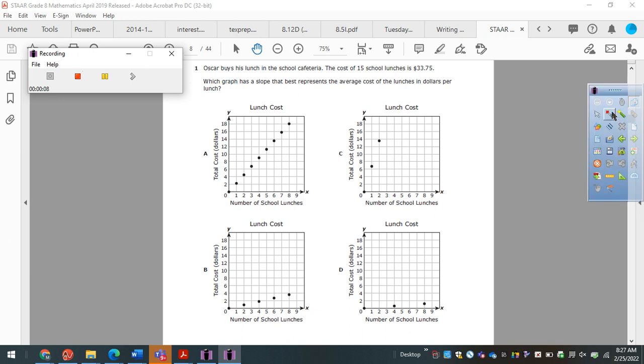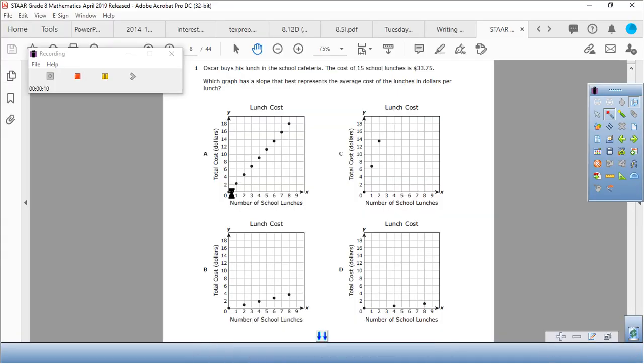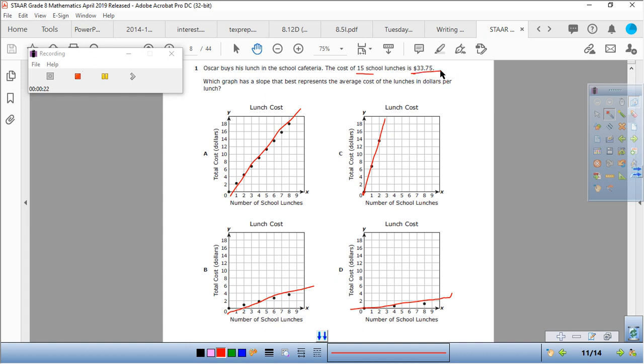So once I see this, guys, without reading the question, I'm already thinking of a straight line. Something like that. I'm kind of looking at a straight line that goes through there. And I'll come back here. Oscar buys his lunch at the school cafeteria. The cost is $33.75 for 15. You know what? I'm going to look for that already. 15, right? With $33.75.